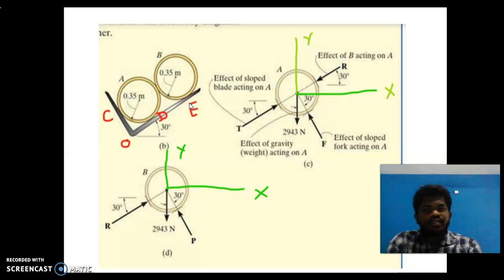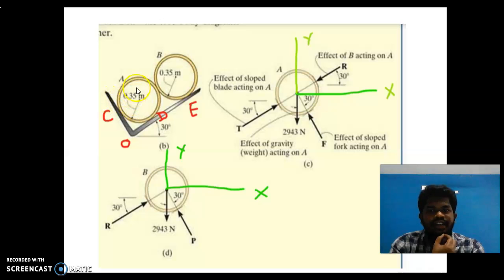We are going to draw the free body diagram. The free body diagram means the body is free from its surroundings, and we apply all the known forces and unknown forces acting on it. So here is pipe A. This is the free body diagram of pipe A. That means we separate the system from the surroundings. This is the surrounding. We separate pipe A from the surrounding. It is the free body diagram of A, and we apply all the known forces.